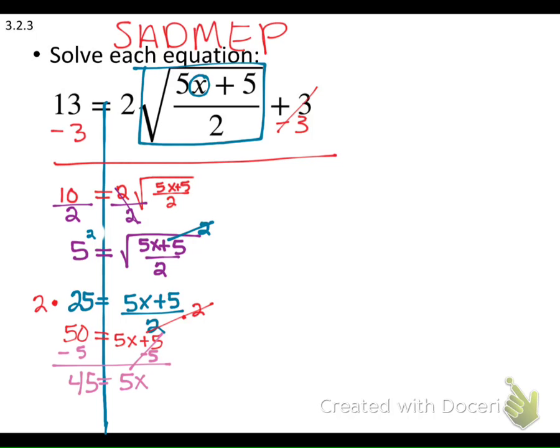What's the next thing I do? How do I get the variable x by itself? If you need to kind of move it to the right, that's fine. So if you have 5x, how do we get the x by itself? Anytime a number touches a variable, we're going to divide. So then we have x equals 45 divided by 5.